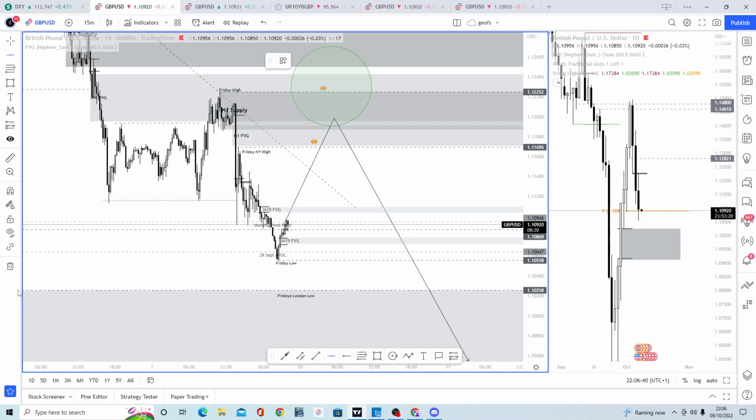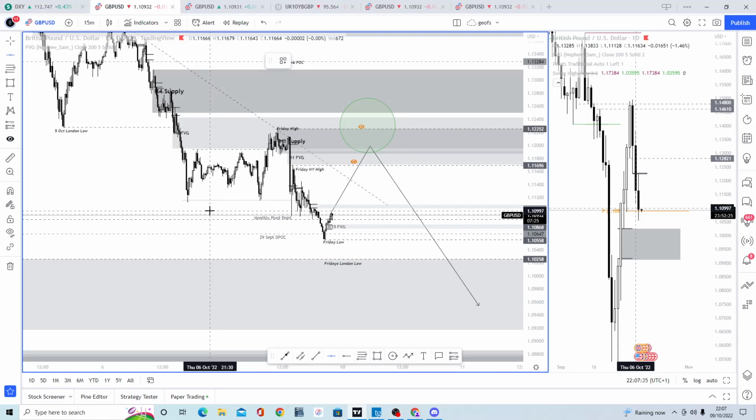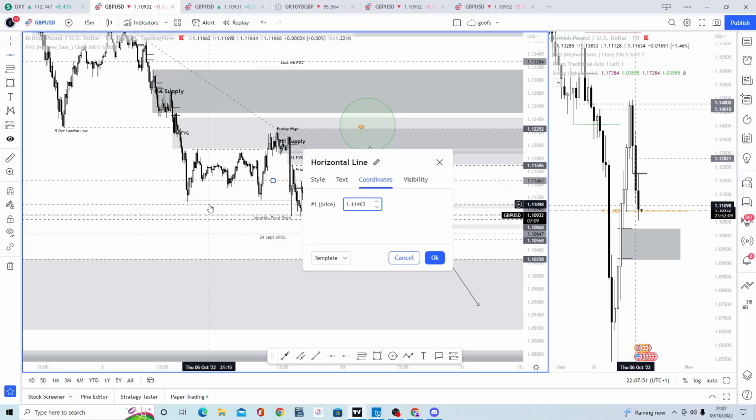This for a range. Let's say we're anticipating a range. If we're moving out of the value area, then it's gonna be attracted back in. So, 1.1463. Can't type. Last week's value area.